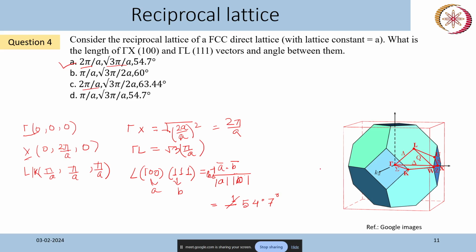Ma'am, what is the reference of nomenclature of these points like K, gamma, lambda, sigma? Right now we are having reciprocal lattice for FCC direct lattice. In case of any other lattice, we are forming the reciprocal lattice, and then how will we decide the nomenclature of those points? Will that be the same?